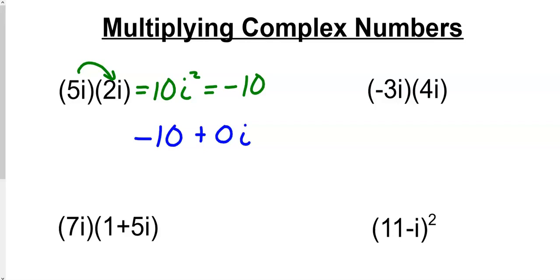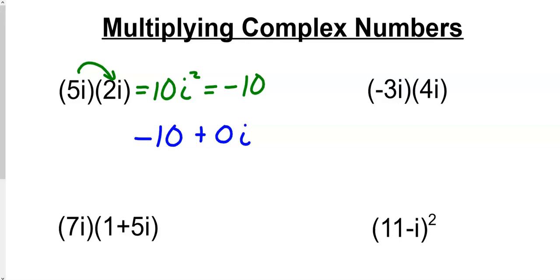Let's talk about that guy. So 11 minus i squared. Don't take the square through the parentheses. That's bad math, and that is incorrect every time. You're not going to take the square through the parenthesis and have 11 squared minus i squared. That's wrong. What does that square really mean?